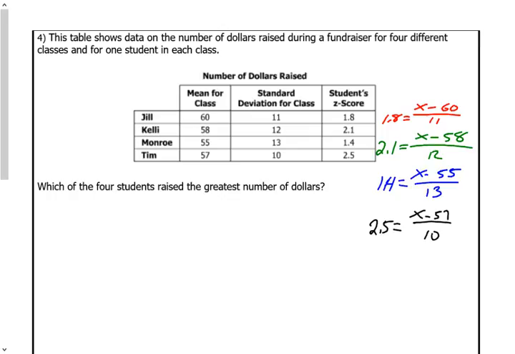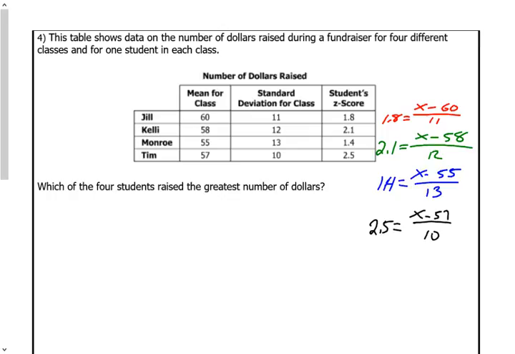You can see Tim actually did the best compared to his class, but his class was very low. So yeah, Tim did great because he was outperforming his peers in the class. But because his class average was so much lower, I might actually lean towards maybe Jill. Yeah, she didn't do as great. Her z-score wasn't as good as Tim's or Kelly's. But because her class average was so much better, maybe she actually did raise more money. So what I'm going to do, I'm going to solve each of those for x.